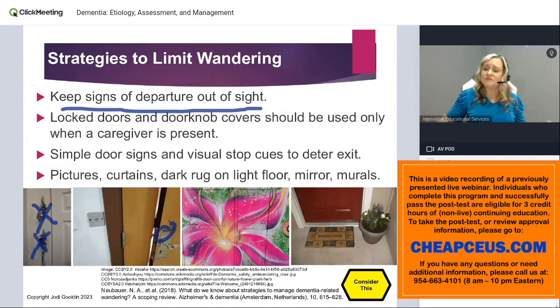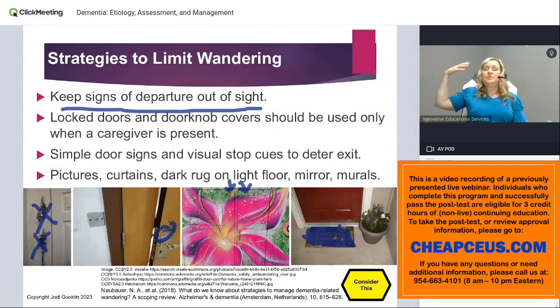Some other more creative strategies that are visually appealing are to not make it look like there's an exit door. Paint a mural over the door. Use some of that visual perceptual deficit. So, out on the far right here, have a big mat that's a solid color. Maybe the person thinks that's a hole. Oh, maybe I shouldn't go out that way.